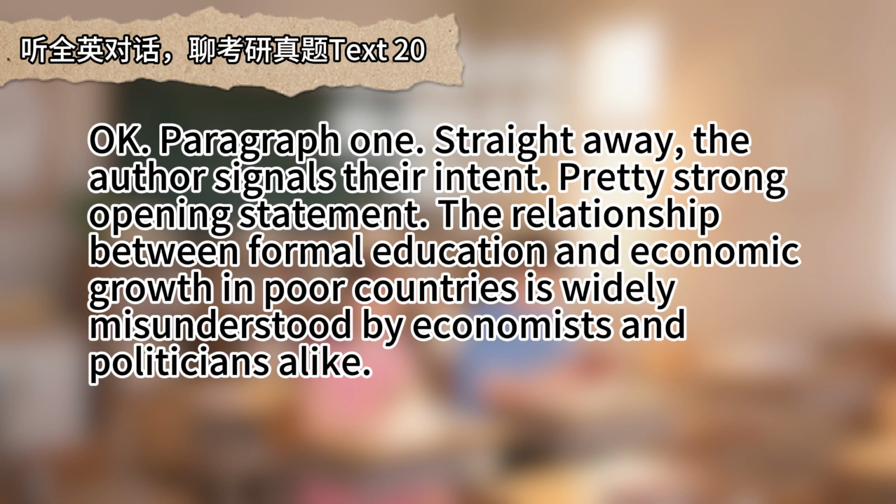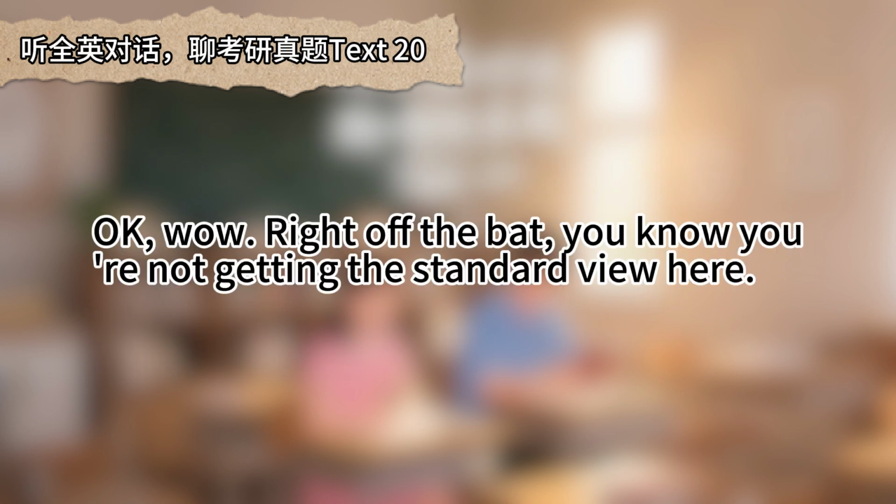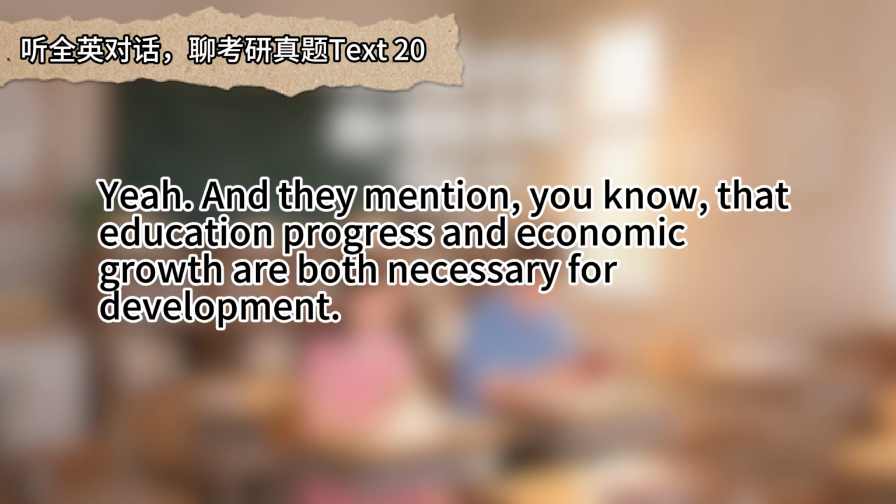Okay, paragraph 1. Straight away, the author signals their intent. Pretty strong opening statement. The relationship between formal education and economic growth in poor countries is widely misunderstood by economists and politicians alike. Widely misunderstood. Okay, wow. Right off the bat, you're not getting the standard view here. Definitely not. They're saying there's a common mistake in how people, even experts, think about this. Yeah, and they mention that education progress and economic growth are both necessary for development. That seems obvious, right? Seems intuitive.